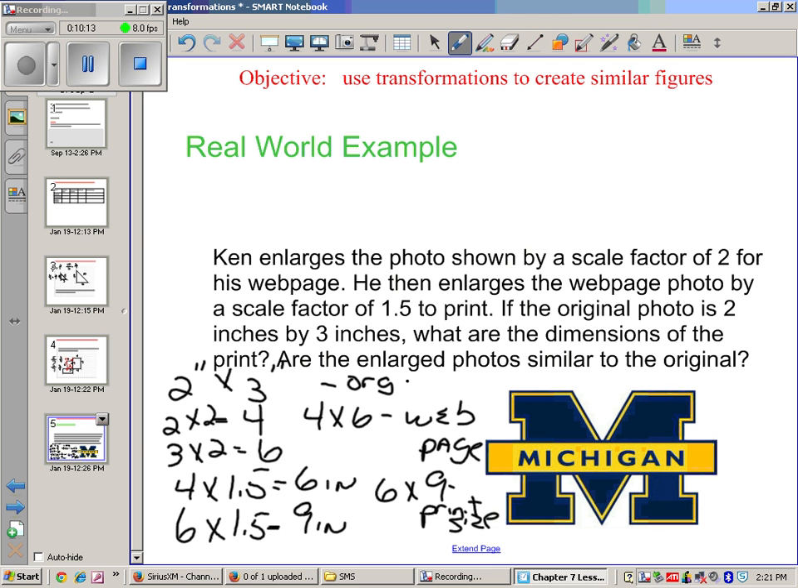Now our other question: are the enlarged photos similar to the original? And that answer would be, yes it is. They're similar because they were just dilations. Remember, it's still similar, just enlarged. So are the enlarged photos similar to the original? Yes, they are. So again, it's a two-step process. We did have that last chapter on dilations. Okay, any questions on this one, please write them down or review the video. And this concludes lesson 3.